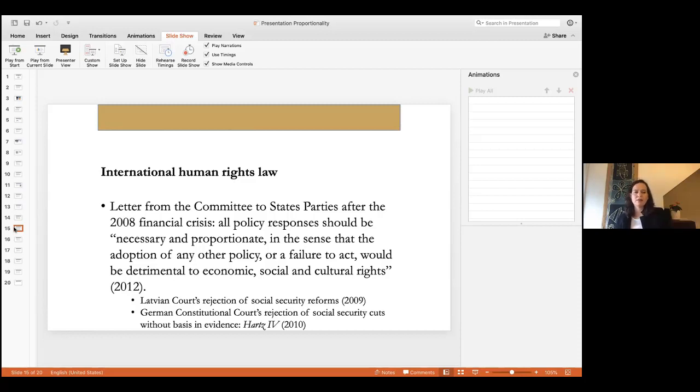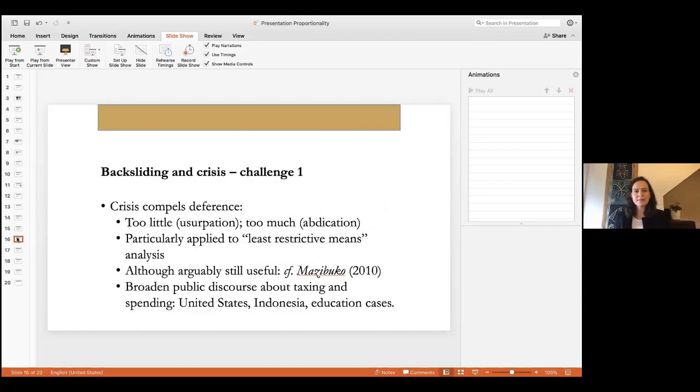The committee was criticized for how late this letter had come, you know, 4 years after the financial crisis. But in the early days of that crisis, there were many responses, and it was 2 years afterwards that one really saw the impact on vulnerable groups with austerity policies and the like. So I just want to mention three challenges that I suggest occupy this space of proportionality when it's applied to economic and social rights and backsliding.